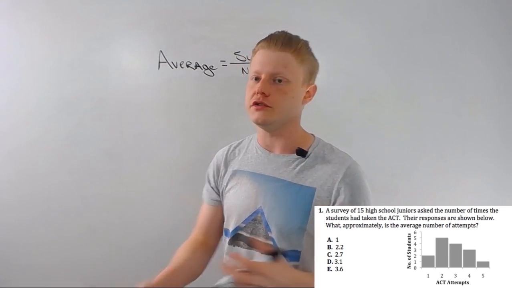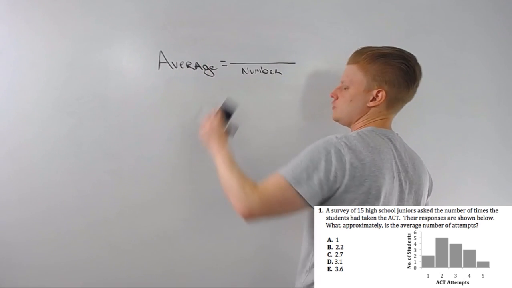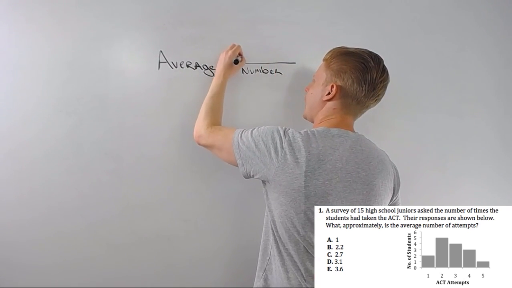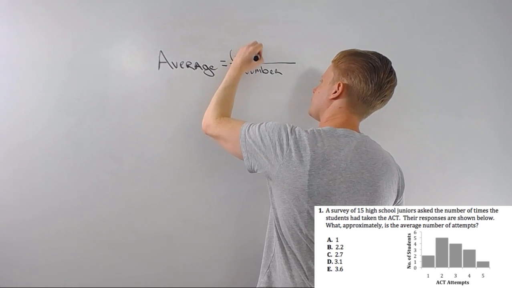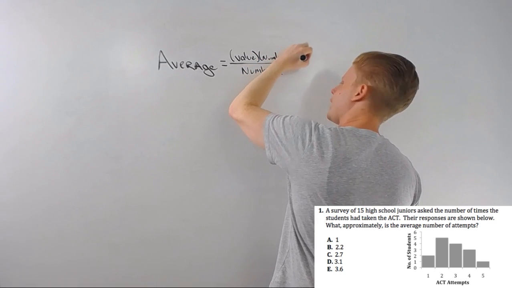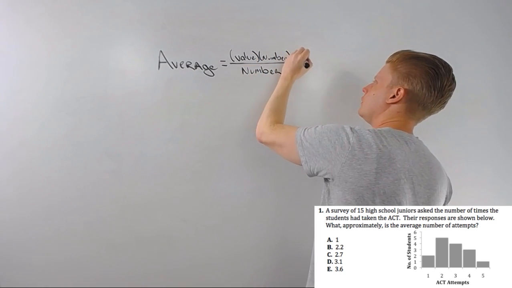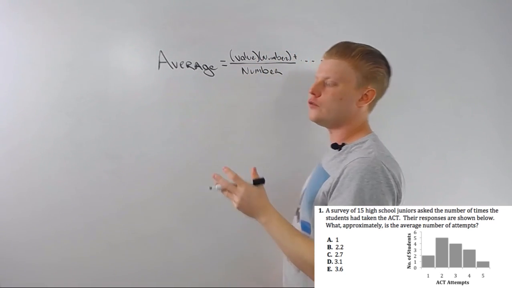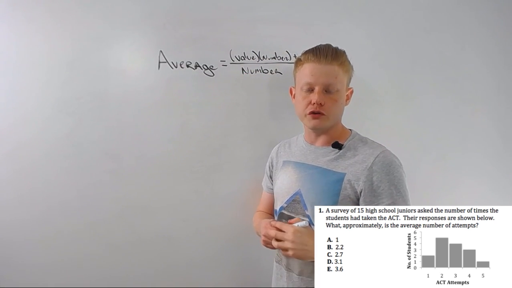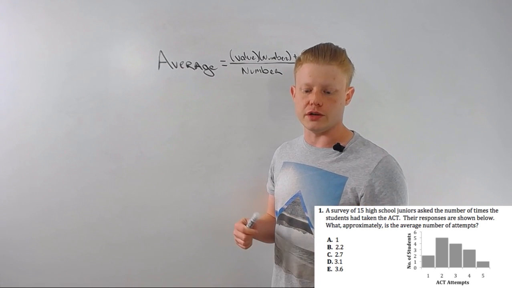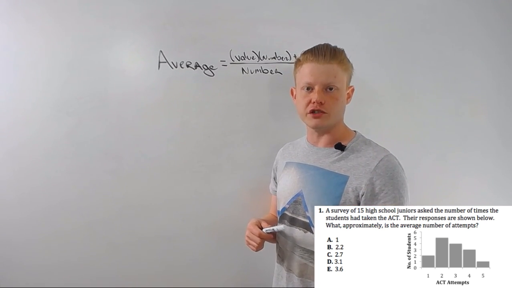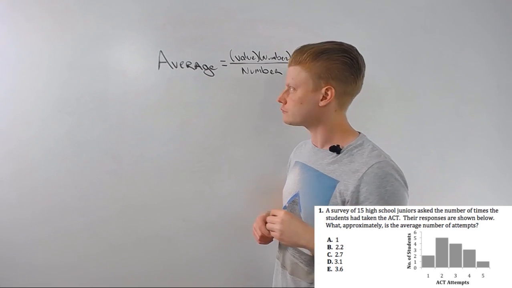Now, obviously, the easier way to do this is just to multiply. Multiply is just repeated addition. Value times the number, plus value 2 times the number, so on and so forth. And then divide it by the total number. Again, like we've talked about before, you'll see that the total number is always given to you. Sometimes it'll be in the title of the chart. Sometimes it's in the question. In this case, it's in the question itself.